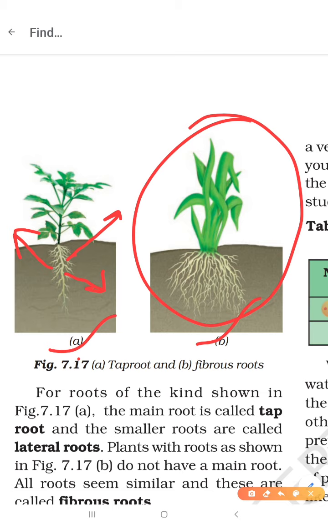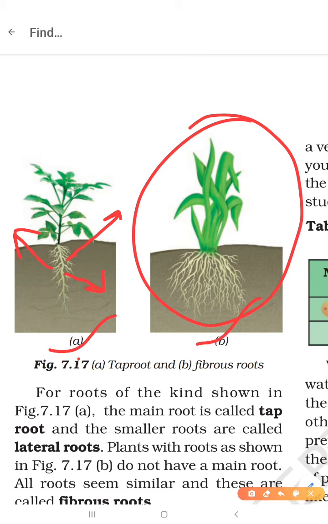In picture A, there is a main root. You can see here, this main root is called tap root. But in diagram B, there is no main root. All roots seem similar in picture B. Such type of roots are called fibrous root. So from today you will know this thing. There are two types of roots, tap roots and fibrous roots, and you know now about this thing.